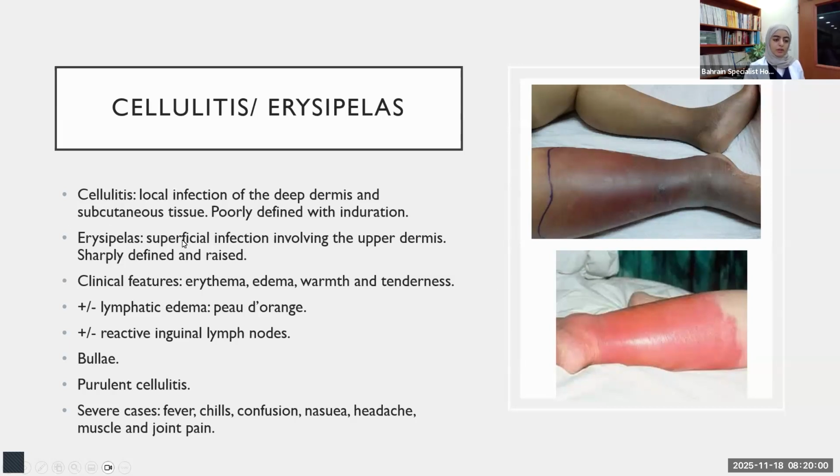For the erysipelas, it is a superficial infection which involves the upper dermis, where you will see that it is sharply defined. There is like a border and it will be raised. The clinical features are similar in both of them: the erythema, the warmth, the tenderness, and the edema, plus minus the lymphatic edema, which could present like peau d'orange, plus minus reactive inguinal lymph node, because this is an infection at the end of the day.